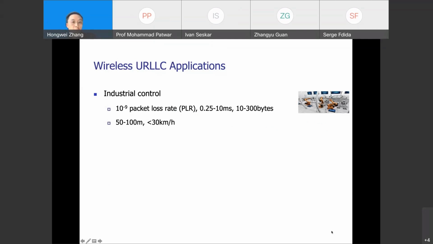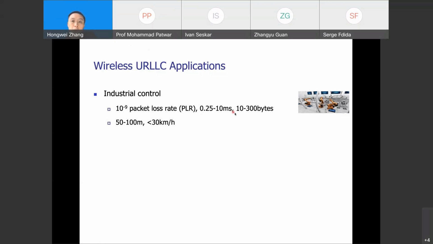So industrial control is one of the prime application use cases for the envisioned URLLC services. Here you can see some of the typical requirements as far as packet reliability is concerned. For example, packet loss rate is to be no more than 10 to the power of -9. And in terms of latency tolerance, this varies somewhere between sub-millisecond to 10 milliseconds, depending on the type of applications that we would need to serve.